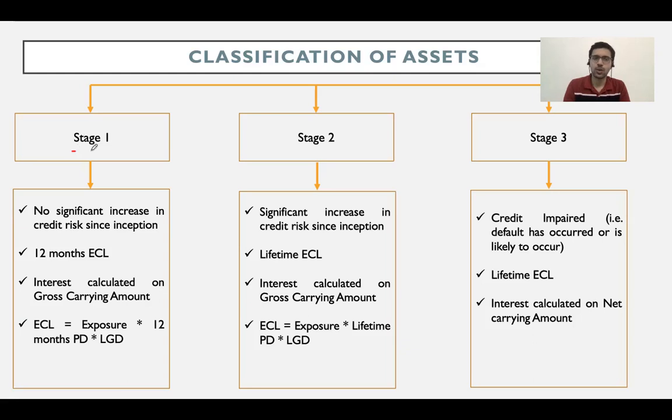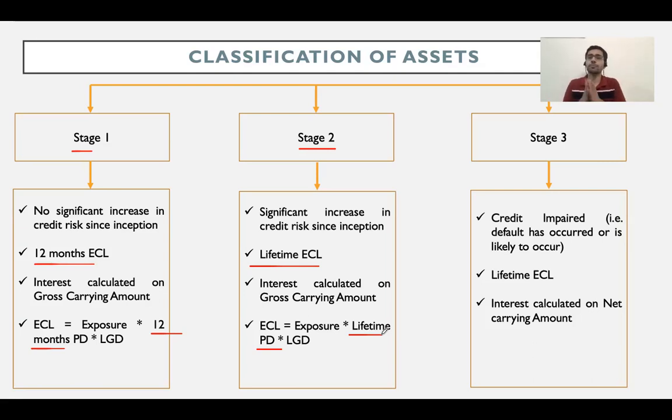So under stage 1 exposure, we are calculating 12 months ECL, where the PD that we use is actually the 12 months PD, the probability that Mr. X will default in the next 12 months. Under stage 2, I am calculating the lifetime ECL, which means I'm going to use the lifetime probability of default, which is nothing but the probability that Mr. X will default over the remaining life of the loan, over the remaining tenure of the loan.